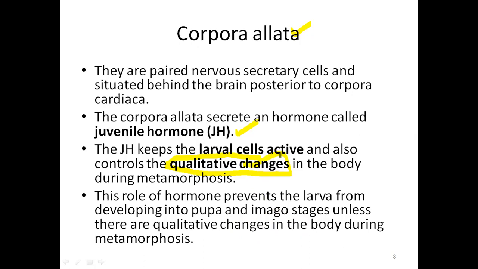Once the qualitative changes are taking place, the levels of JH reduce. Otherwise, if there are no proper changes taking place, the levels of JH will not reduce. As a result, the larva may become a giant larva. It will not get converted into adult. If the larva has to become adult, all the adult structures have to be properly formed. This is made sure by the JH, and these structural changes that have to occur properly will be controlled by molting hormone.